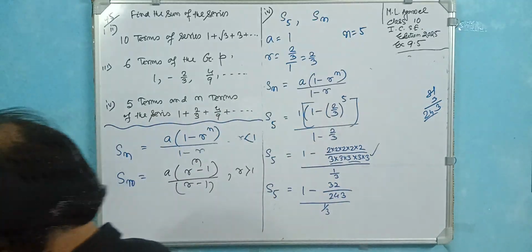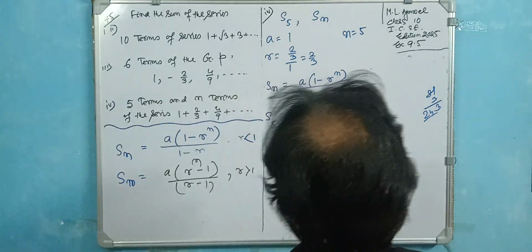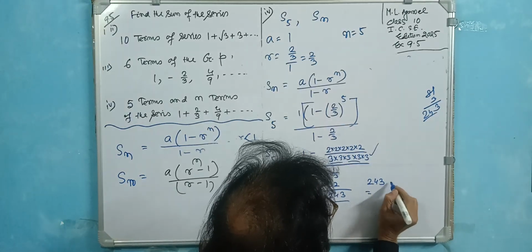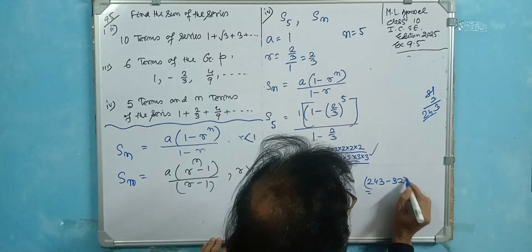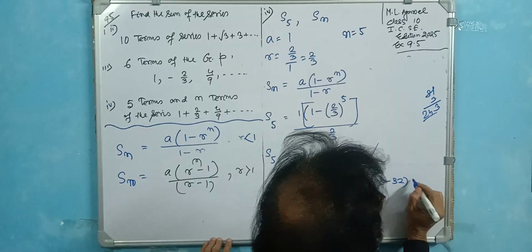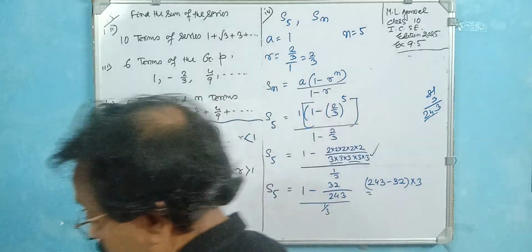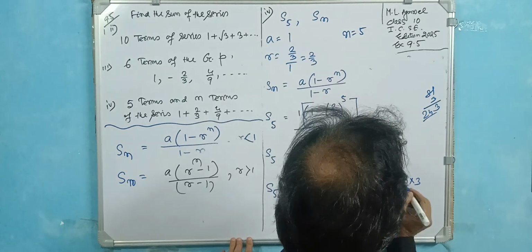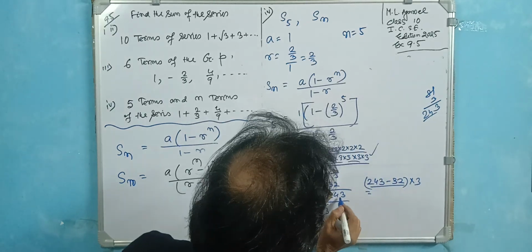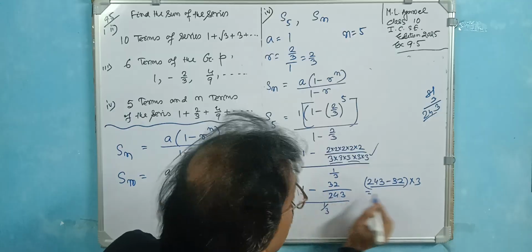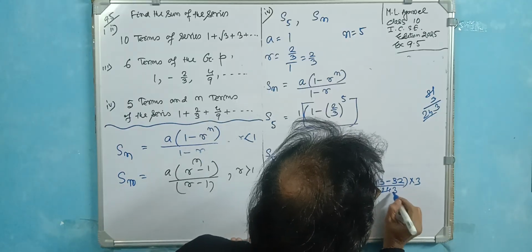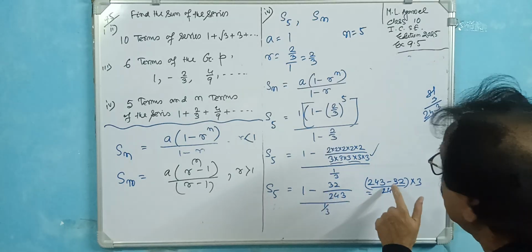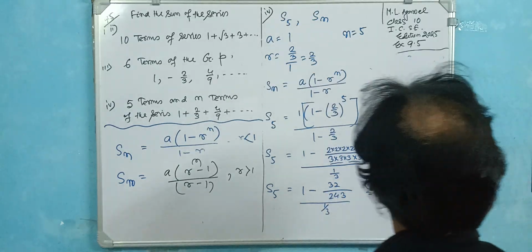Is that okay? Now here, this is 243 minus 32, and this is actually divided by 1 by 3. That means ultimately it becomes times 3, and here is 243. That is a very common mistake, so this is very important. 243 into 1, so 243 minus 32 by 243.